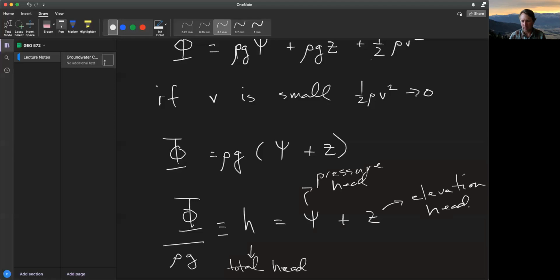And the most important thing is that this head now, for a constant density fluid, is a measurement of the total amount of energy in our water, and that our water will move from high energy to low energy. All right. And so it moves from areas of high total head to areas of low total head.